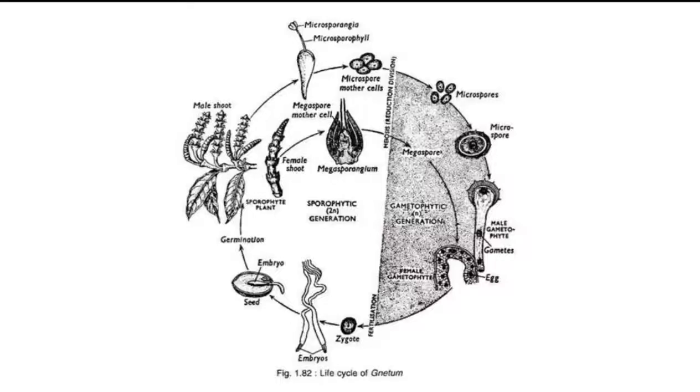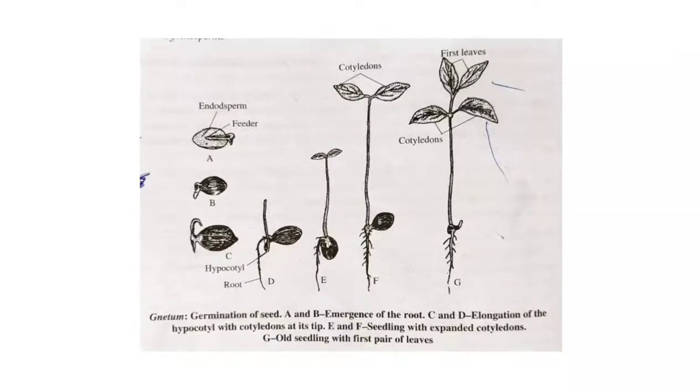Further development takes place in the pollen chamber after pollination. The stalk cell remains; only the body cell and tube nucleus enter the pollen tube. In this, we can see the different stages of germination of seeds.